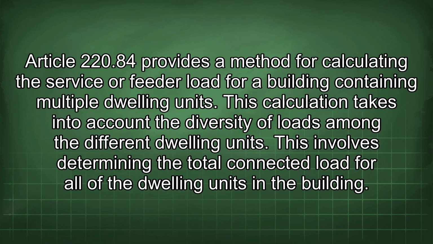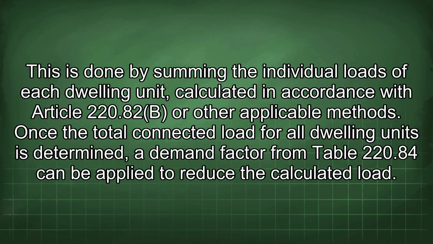Article 220.84 provides a method for calculating the service or feeder load for a building containing multiple dwelling units. This calculation takes into account the diversity of loads among the different dwelling units. This involves determining the total connected load for all of the dwelling units in the building. This is done by summing the individual loads of each dwelling unit, calculated in accordance with Article 220.82(B) or other applicable methods.